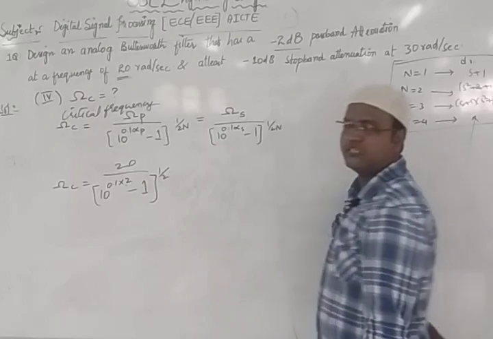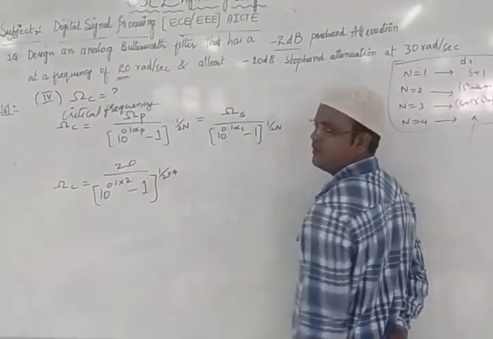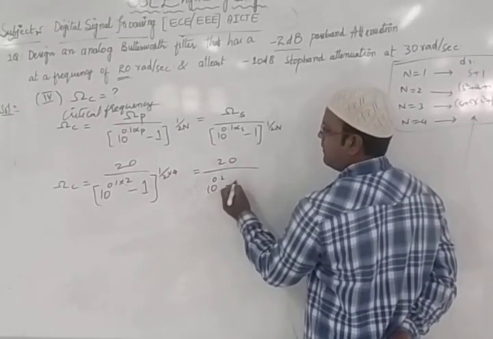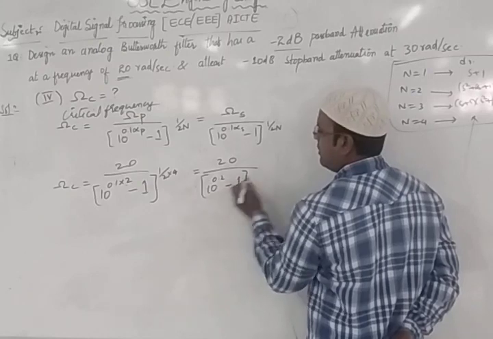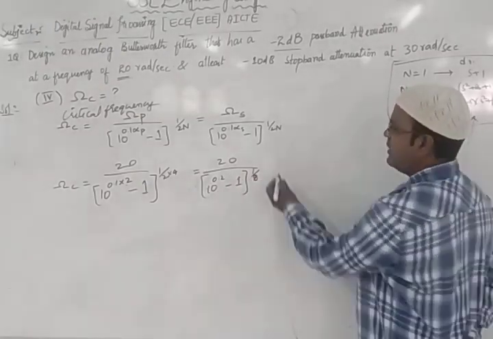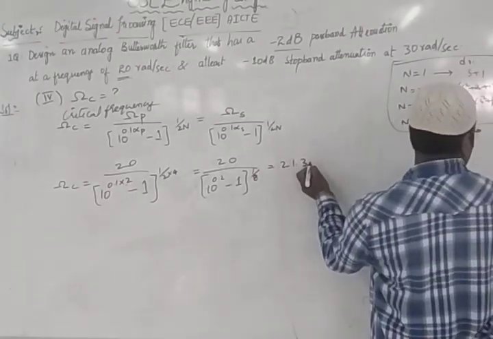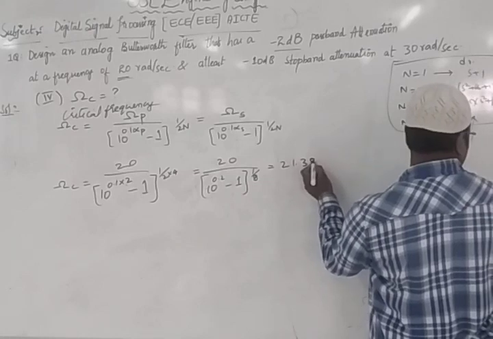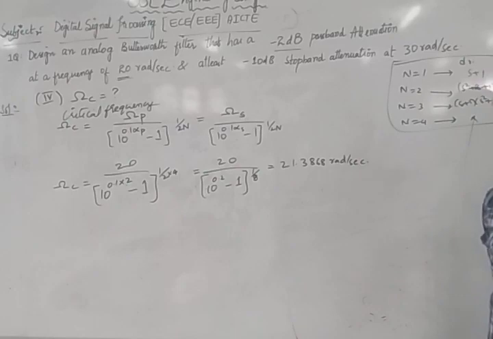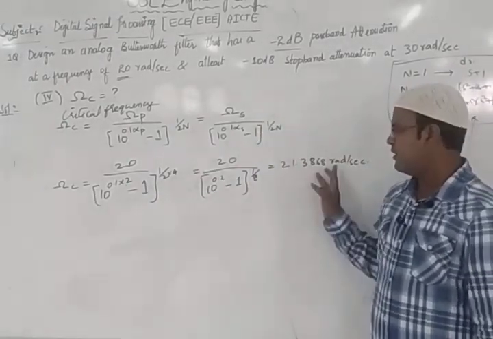What is N we got just now? We found the order of the filter. What is the N value we have? 4. So I can put it here, 4. So I got 20 by 10 power 0.2 minus 1, whole power 1 by 2 times 4s are 8. So we got this thing. If I put this value in the calculator, I got 21.3868 radian per second. Right? So this is the value I found by putting this in the calculator. You put this value in the calculator, you will get the direct answer.